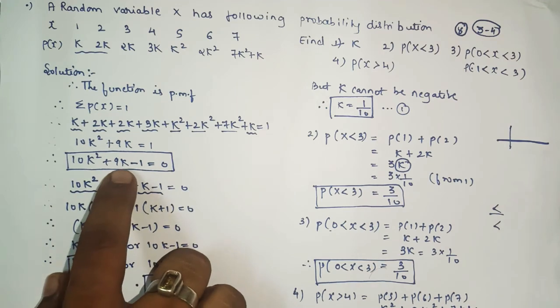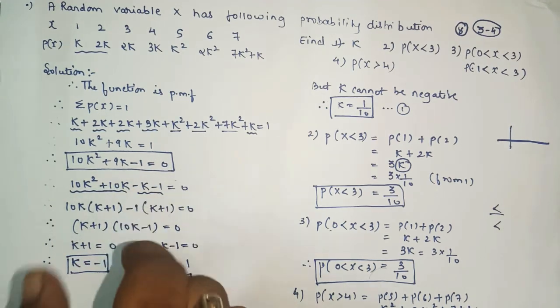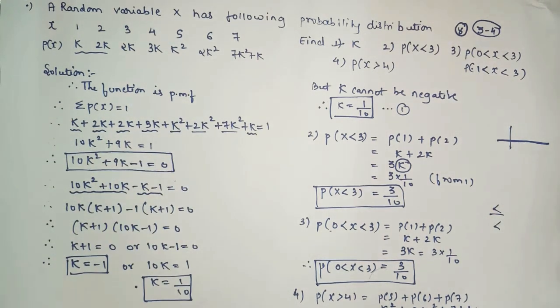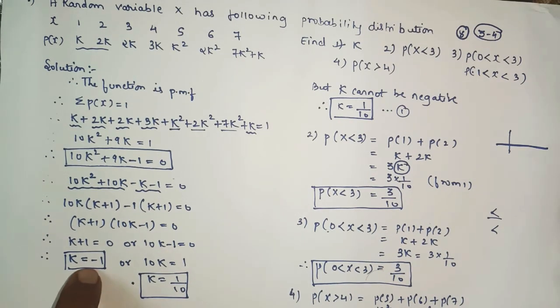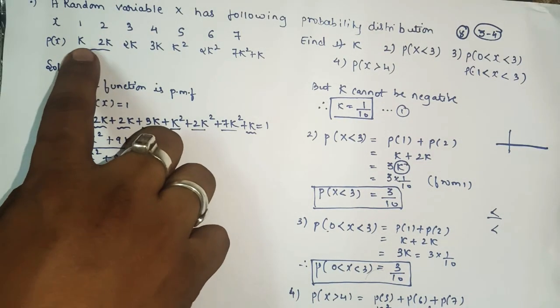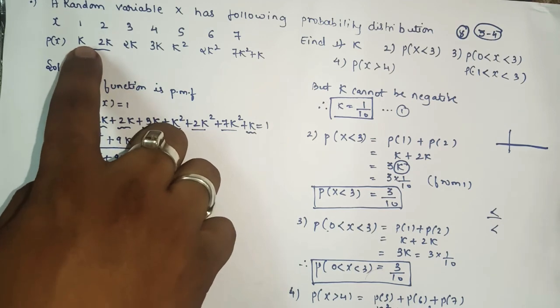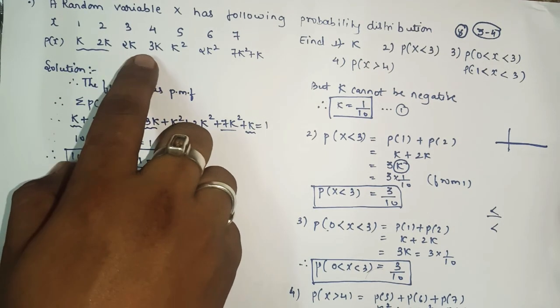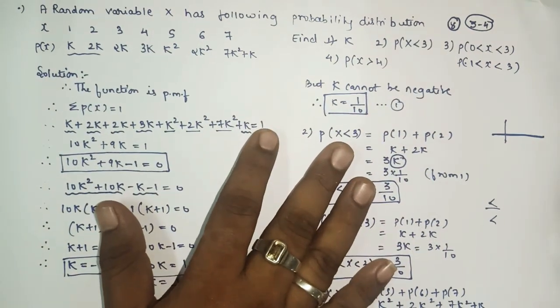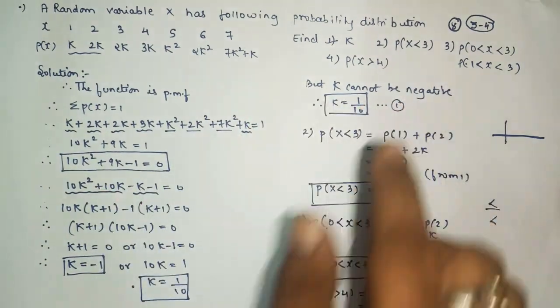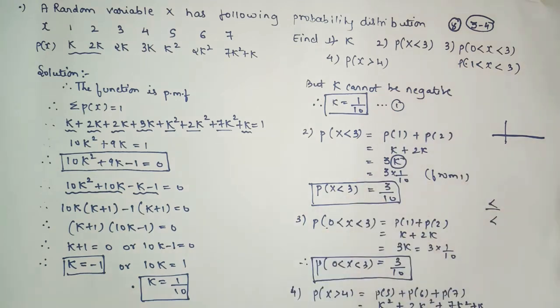So as you will get the quadratic equation, see the product and sum, split, factorize, so you will get two values of k. Out of these two values, only one value will satisfy. When you replace the value of k by minus 1, this will be minus 1, minus 2, minus 2, minus 3. As per the rule, p of x cannot be negative. So you will write k cannot be negative.